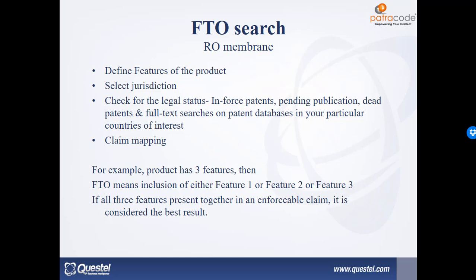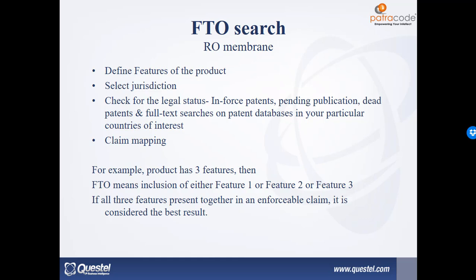For FTO search, we need to select the jurisdiction because we need to find out where all he has a possibility to launch his product in the market. Also, we need to check for the legal status because it can only be infringing an enforceable patent. We need to find out which enforceable patents it is infringing. We need to also look for the pending publications, because a pending publication will likely be a granted patent in future. We need to look also for the dead patents and full text searches on the patent database in particular countries of interest.